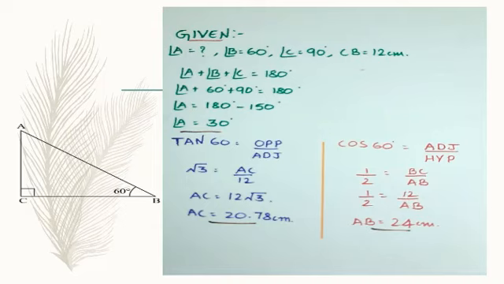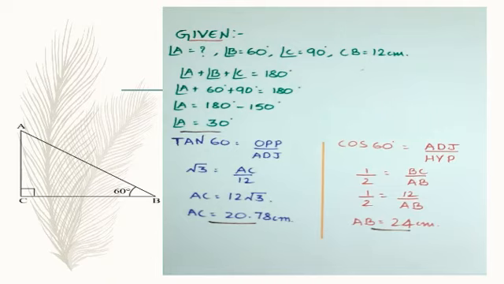What is tan ratio? Tan ratio is the ratio between opposite side and the adjacent side. Here in the problem, tan 60 degree is equal to opposite side divided by adjacent side. Value of tan 60 is root 3. Root 3 is equal to AC divided by 12. 12 is adjacent side, it is given BC. So therefore AC is equal to 12 into root 3. I have taken cross multiplication. So AC is equal to 20.78 centimeter.